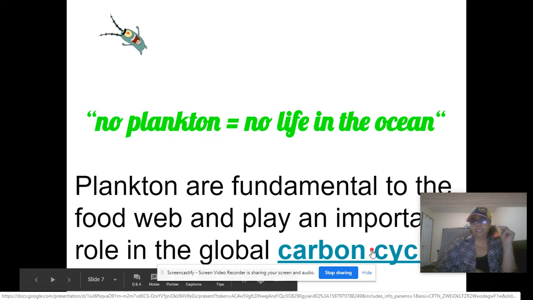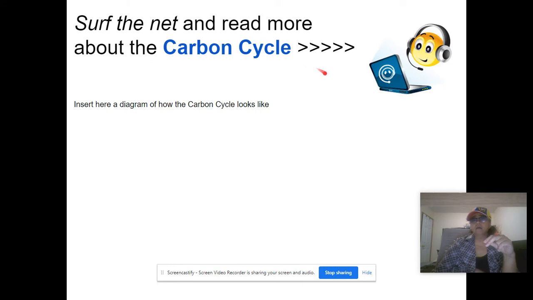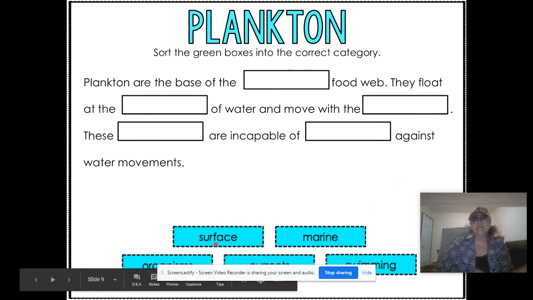Again, there is a hyperlink here. What I would want you to do on this slide is surf the net and read more about the carbon cycle, and then insert here a diagram of how the carbon cycle looks like. Then through your readings, the next slide would be easier for you to do.